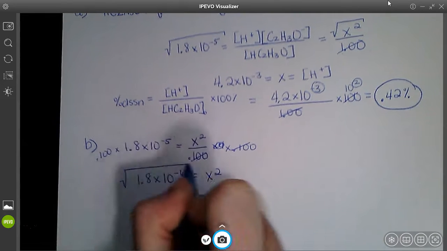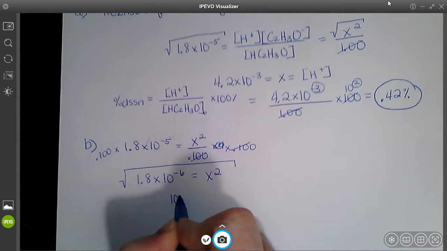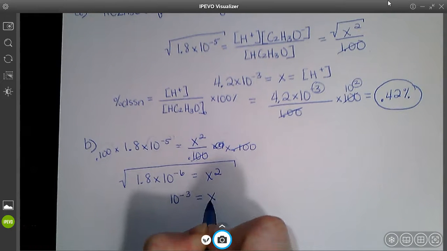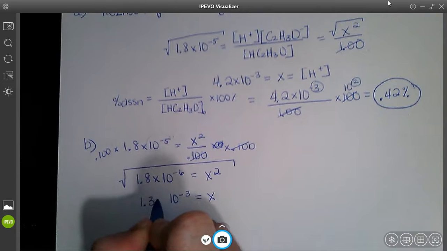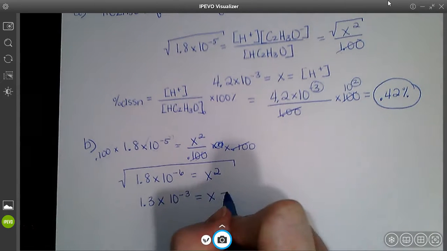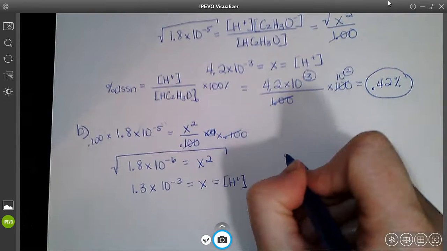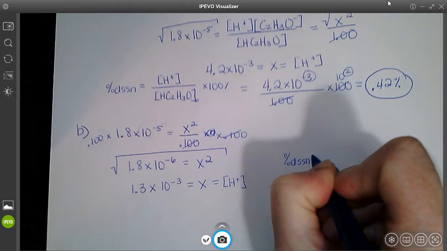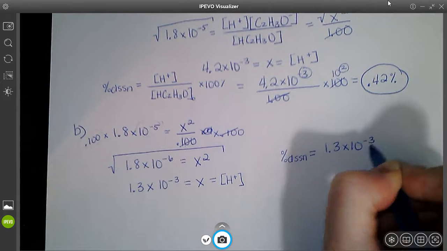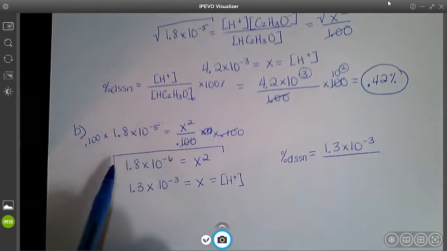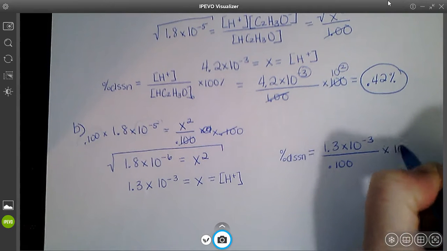I'm going to take the square root of both sides. We can already tell that my 10 is going to be half of that, 10 to the negative 3. Square root of 1.8 is 1.3. So this is your concentration of H+. I can now do my new percent dissociation. So that's going to be my 1.3 times 10 to the negative 3 divided by the initial concentration for this guy, which was 0.100 times 100%.